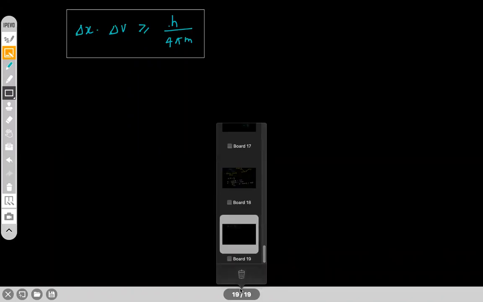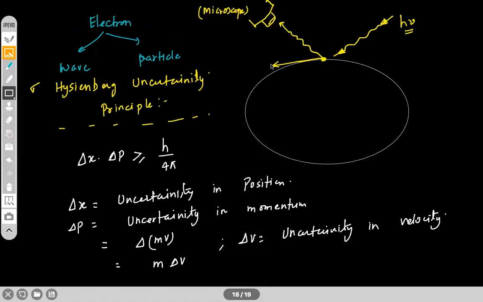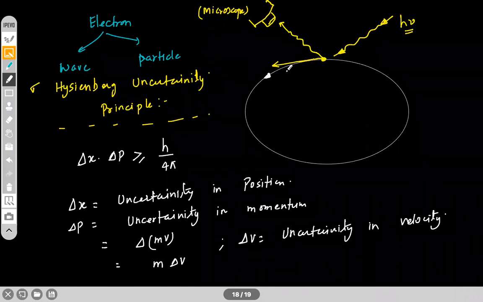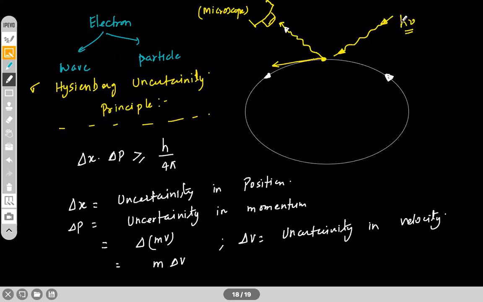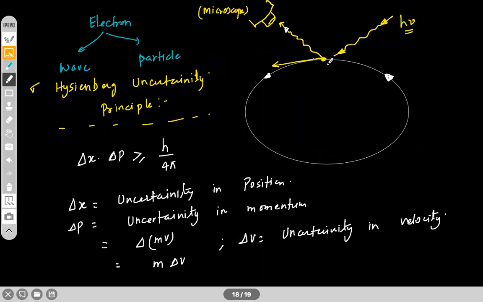Inaccuracy in velocity means momentum also, right? Because m delta v is the momentum. When you use this high frequency radiations in order to find out the position of this electron, right? Then the electron was moving in this orbit, right? This was the expected path for the electron. You provide energy and the reflected radiation is this. You receive this and you can find out the position of an electron. But what happens since you provide energy to this electron? It will change its path.